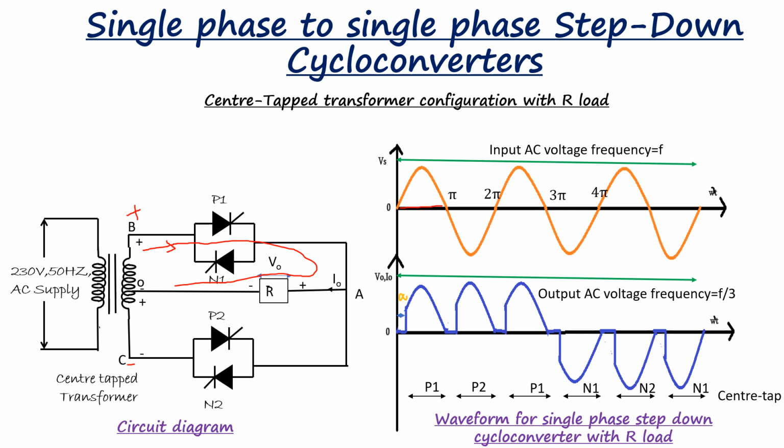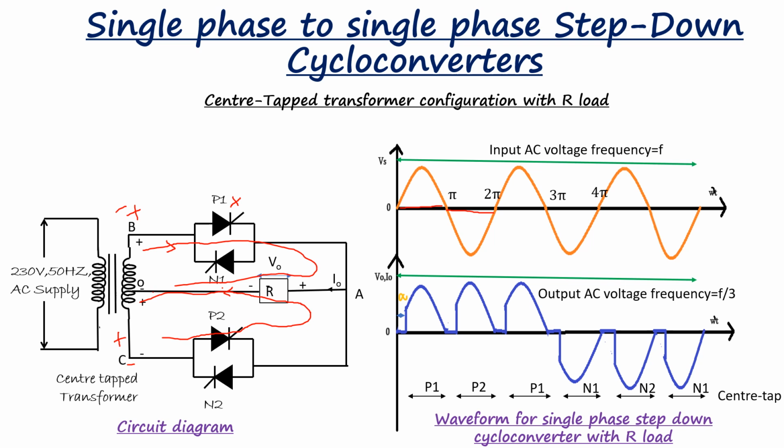In the negative half cycle from pi to 2 pi, when the point C is positive and B is negative, the SCR P1 is automatically turned off by line commutation. The SCR P2 is triggered when you give a gate pulse. The path for the current flow will be from the positive point C, then the P2 SCR, through the load, to the negative point O. So the direction of flow of current through the load remains the same as in the positive half cycle.